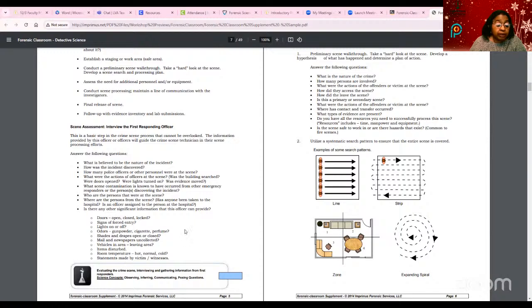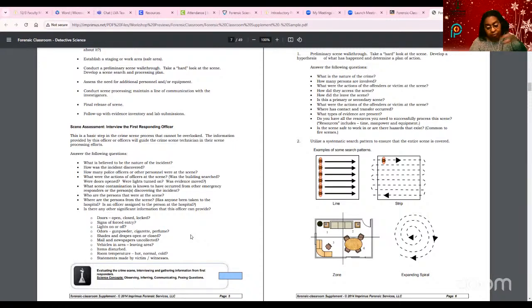So again, you have to be very, very observant of all things in the area. Like doors open, closed, locked, lights, signs of entry, lights off or on, odors that you might smell. Were the blinds open or closed? Was there mail on the table, mail in the box, things collected on the floor? Is there a car in the driveway, car in the garage? Does anything look like it's been disturbed?